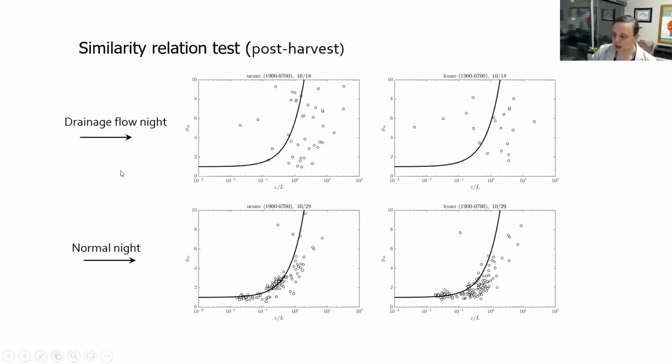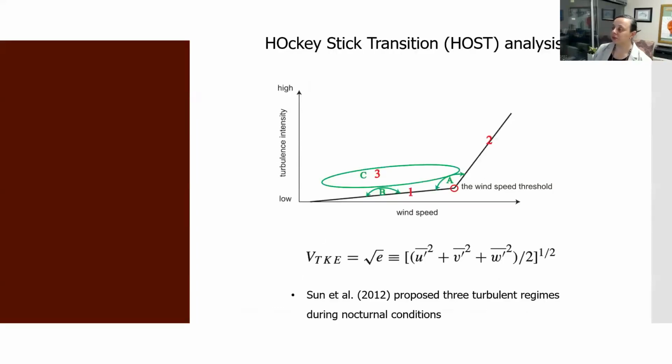What we do see is when we look at a drainage flow night versus a normal night, drainage flow does not follow the similarity theory in the way that it should. So these are all periods of time, and we have a number of these periods of time that do not follow the current Monin-Obukhov similarity theory, which we are now looking at with the hockey stick transition analysis.